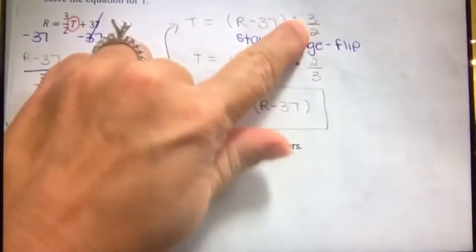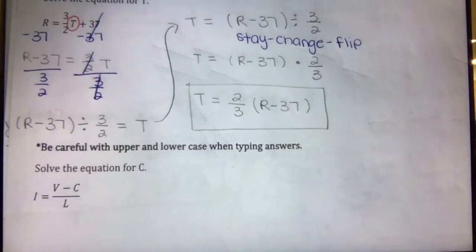Yeah, because we had to flip it. Stay, change, flip. Stay, change, flip. No, you're good. Thank you for catching me, though. Stay, change, flip. So t equals 2 over 3 times R minus 37.